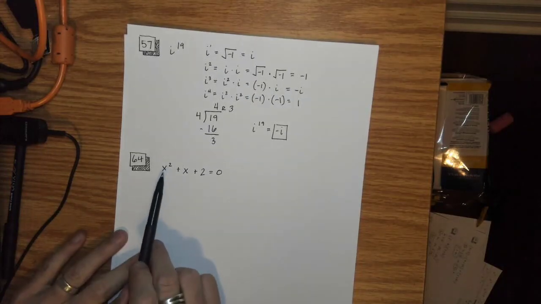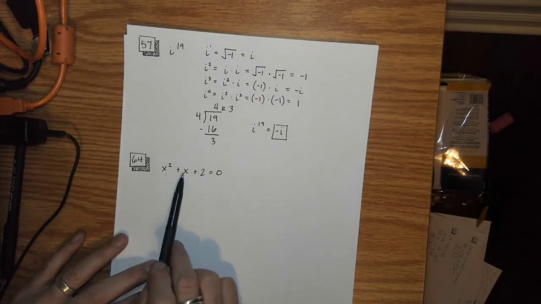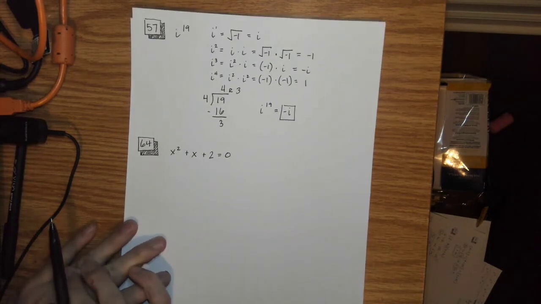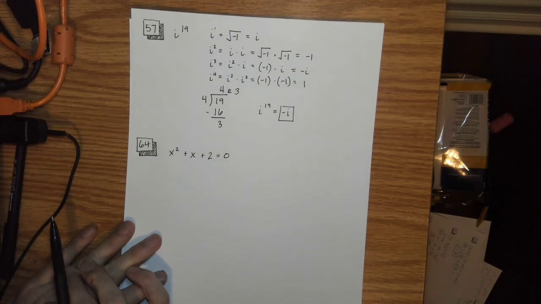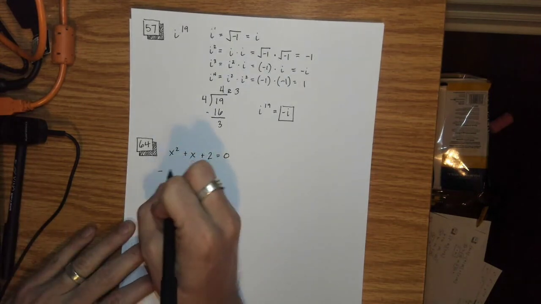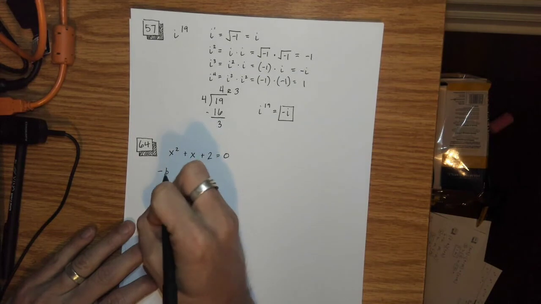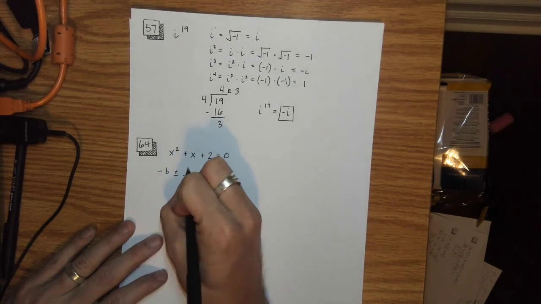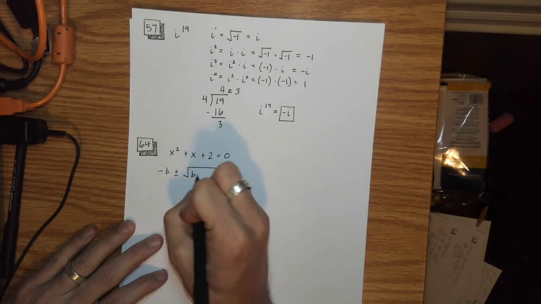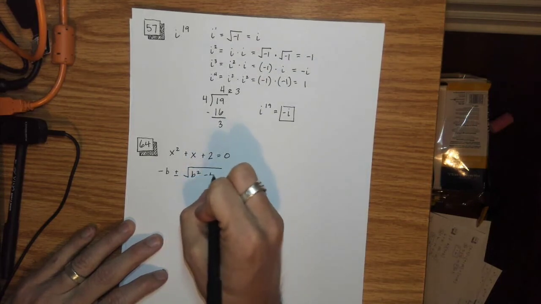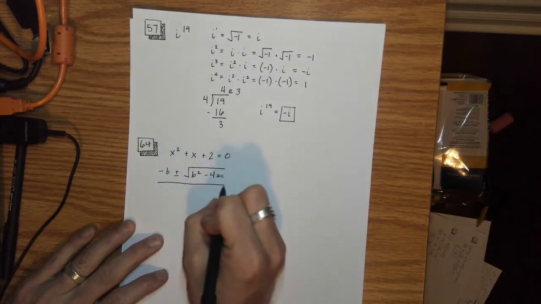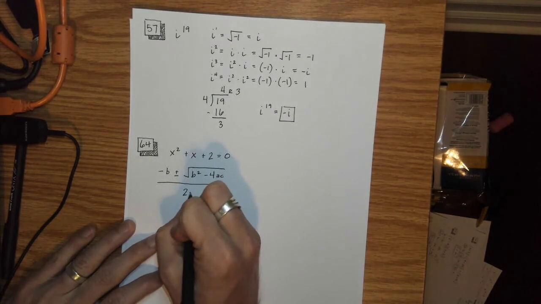All right, this equation is x squared plus x plus 2 equals 0. It tells us to use the quadratic formula. Now remember, the quadratic formula follows this. It is negative b plus or minus the square root of b squared minus 4ac, and this is all over 2a.